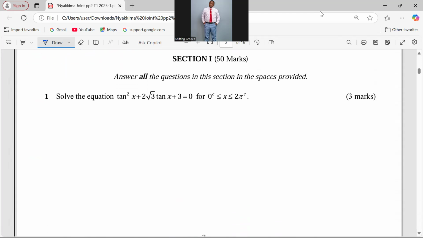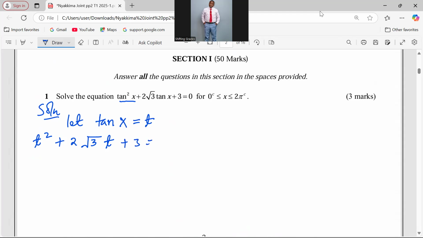So for us to solve this one, because we can see the tan of x has been squared, we can solve by doing this. We let the tan of x be another unknown, we can even say t. So that now we introduce t squared plus 2 square root of 3, instead of tan we write t, plus 3 equals 0.